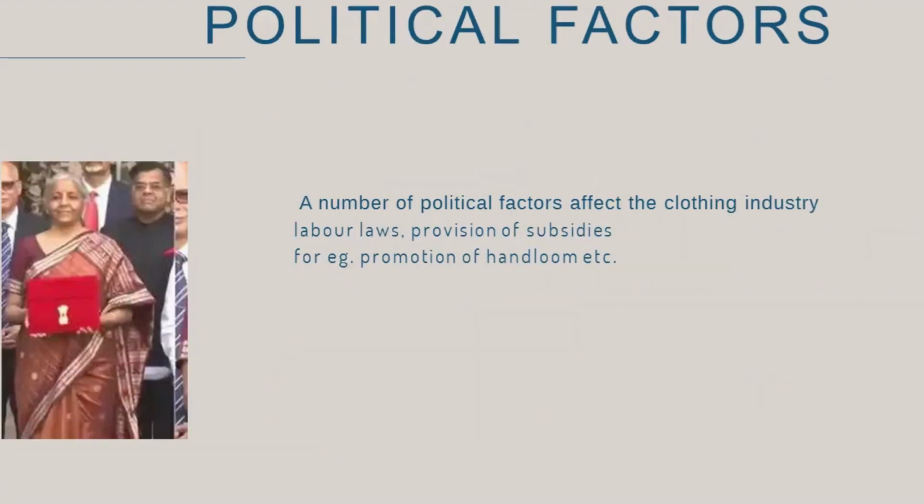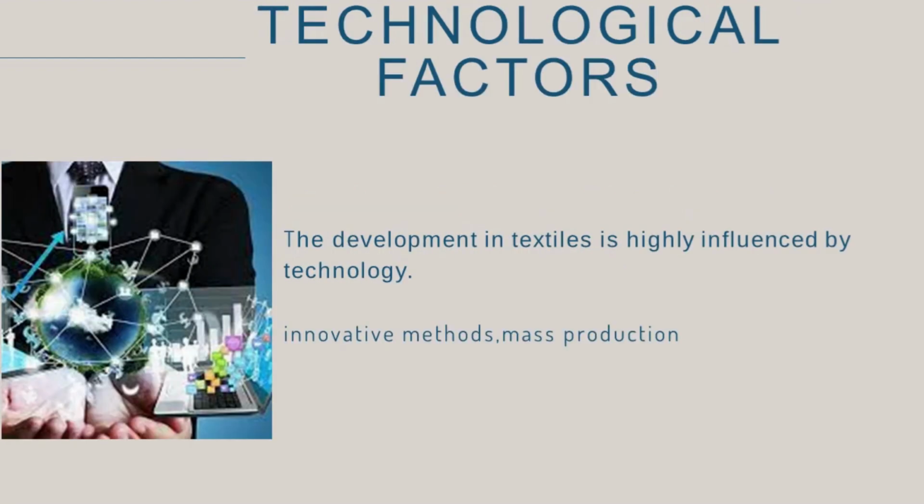Political factors are also very important in fashion, because a number of political factors affect the clothing industry, such as labor laws and provision of subsidies. For example, there was a promotion of handloom in 2022. You can see our finance minister in a handloom sari because of the need for promotion of handloom. So you can see that politics also plays an important role in fashion. Now, technological factors. The development in textiles is highly influenced by technology, because there will be a lot of innovative methods of production. There will be mass production, the retailing industry. All these things are also influenced by technology.